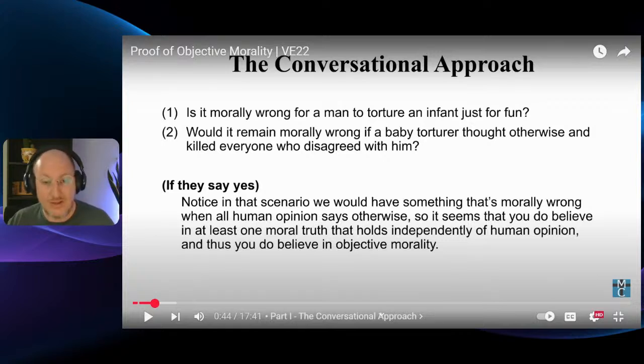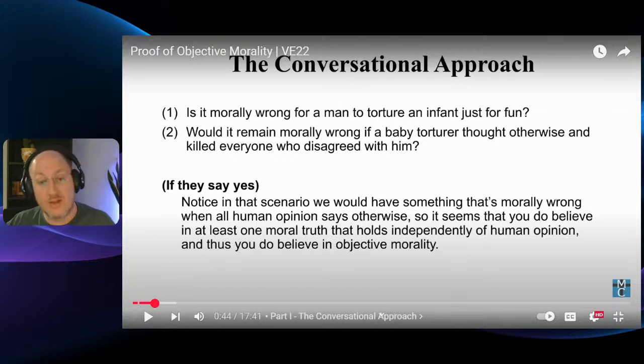So if everybody died in the universe, I would still think it's wrong to torture babies. If there's a universe with no people in it, still wrong to torture babies. That doesn't mean that it's wrong independent of my standards. You have to be clear on who you mean by me or I, like who is being indexed here. So you have this scenario. Would it remain morally wrong if a baby torturer thought otherwise and killed everyone who disagreed with him? Again, are you indexing it to my standards or the hypothetical version of me?